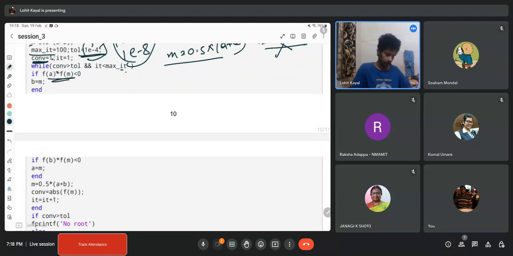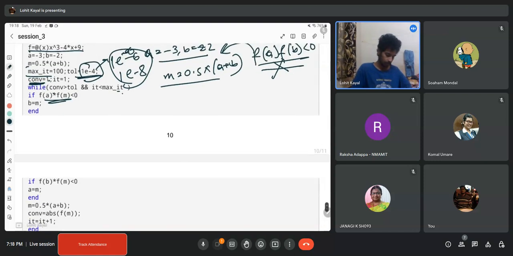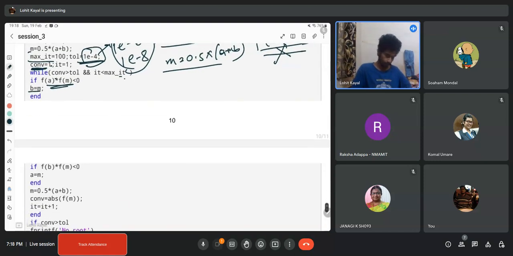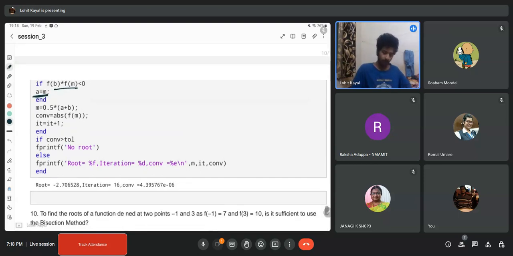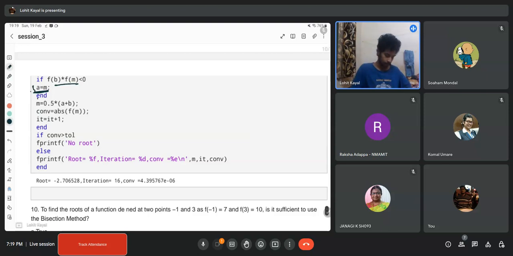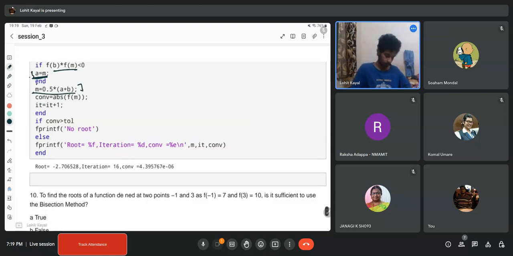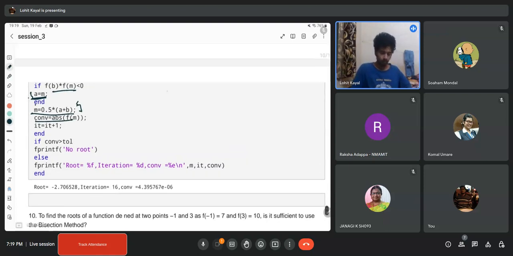If f(a) into f(m) is less than 0, then substitute m with b. And if f(b) into f(m) is less than 0, then substitute m with a. Then do this substitution and again do this process. Now I want to find my root. So my function is x cube minus 4x plus 9, the result is 0, and from this process I will get some value of f(m).